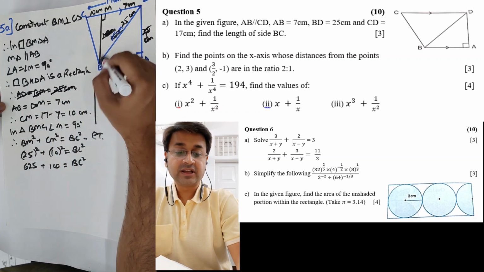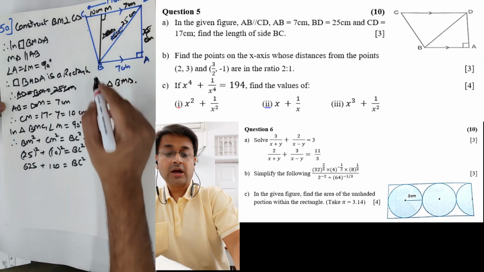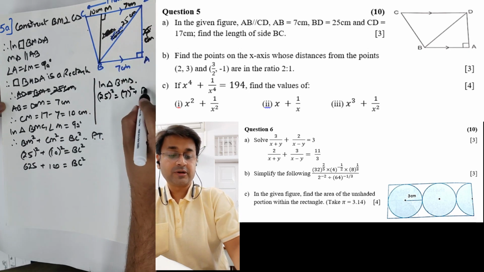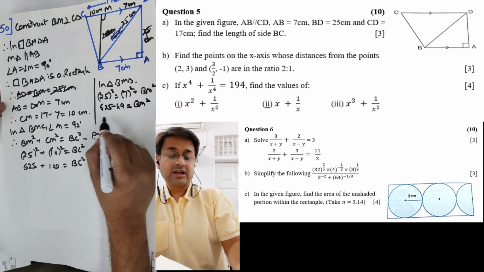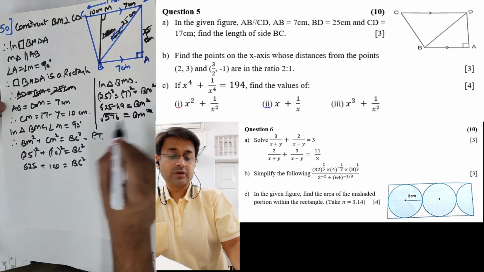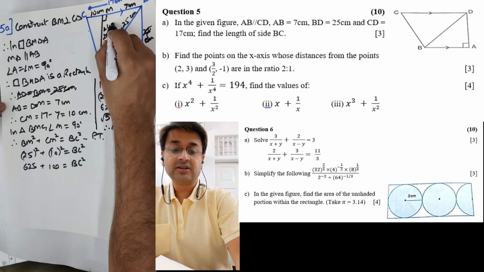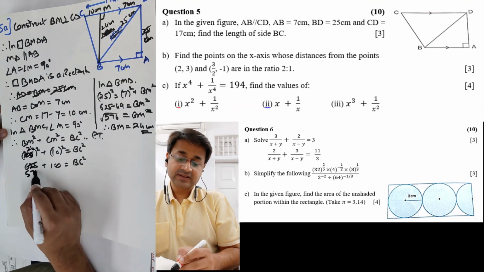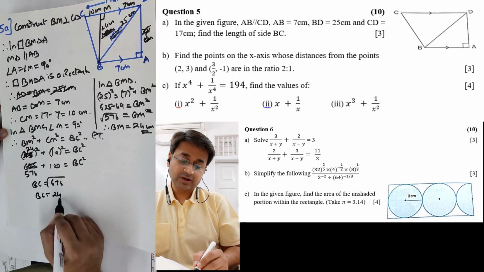Okay. So we'll first take this triangle. So in triangle BMD, I will say 25 square is equal to 7 square plus BM square. So I will get 625 minus 49 as BM square. So that gives me 576, BM is the square root of that. And therefore I can say BM is 24 centimeters. So we get this as 24. Now take this 24 and put it here. So it will become 576 plus 100. So therefore BC will be root 676, which is 24.